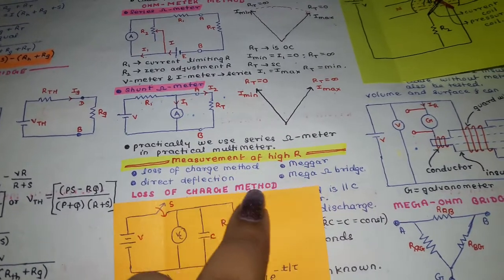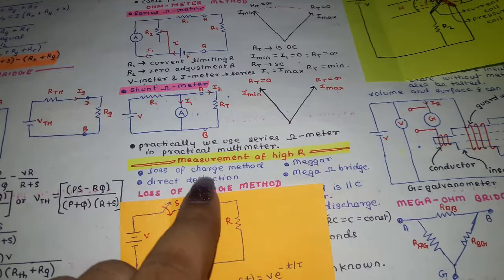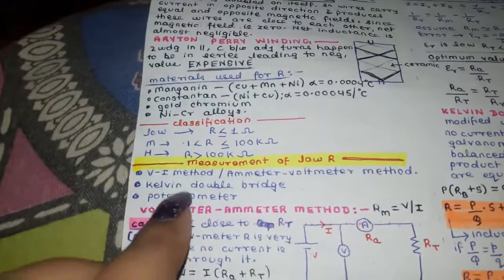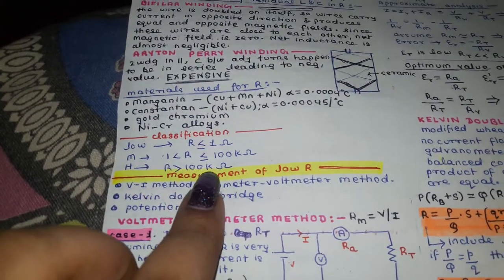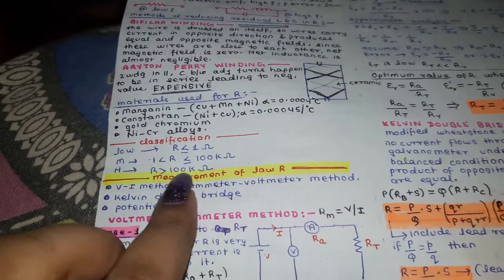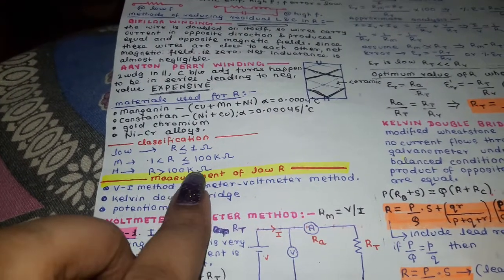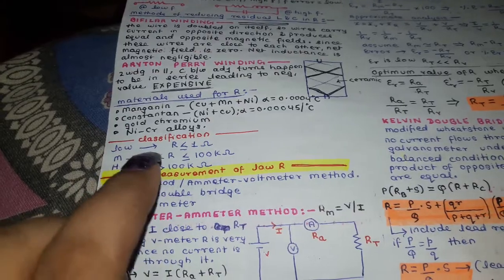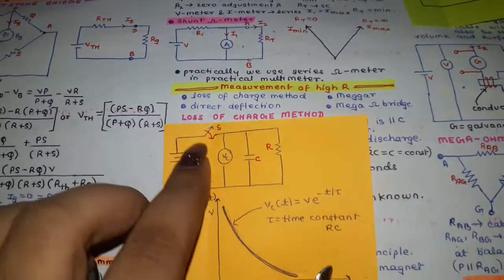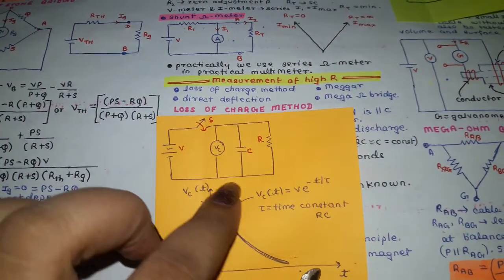High resistance means you are trying to find out the resistance of an insulator. As we have studied in part 1, a high resistance is something that has resistance greater than 100 kilo ohm. So we are trying to find out the effectiveness of an insulator through these four methods. First we are going to study loss of charge method. This is the particular circuit you have to keep in mind.